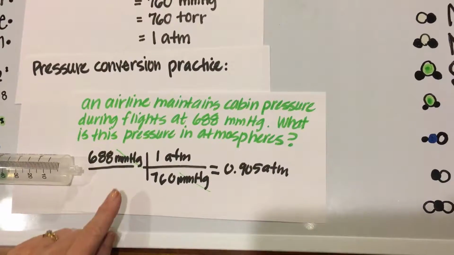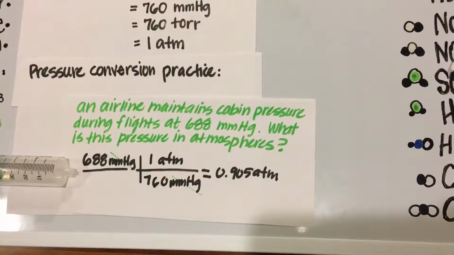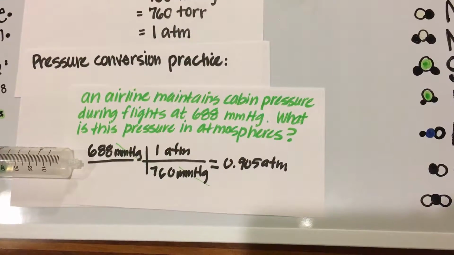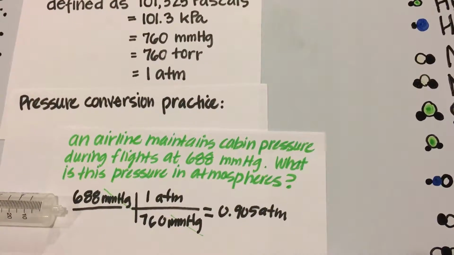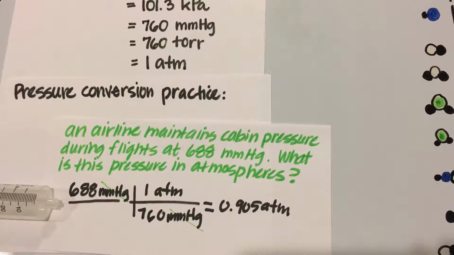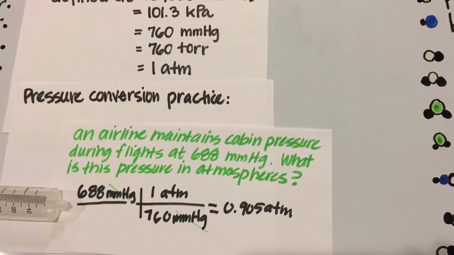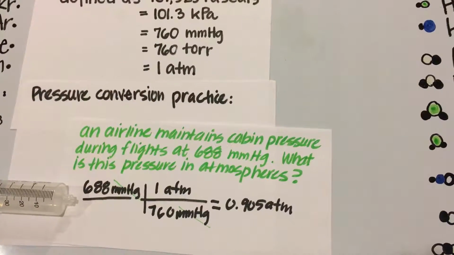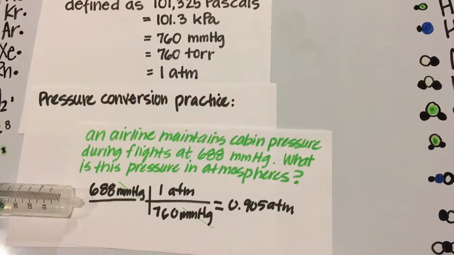The units millimeters of mercury cancel, and we get the unit of atmospheres. The math becomes a simple division problem. 688 divided by 760 equals 0.905 atmospheres. So when you fly in an airplane, the pressure inside the cabin is roughly 90% typical atmospheric pressure.